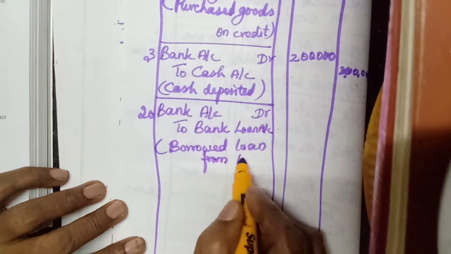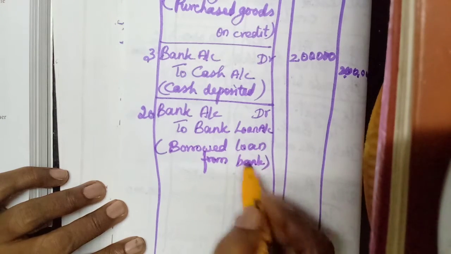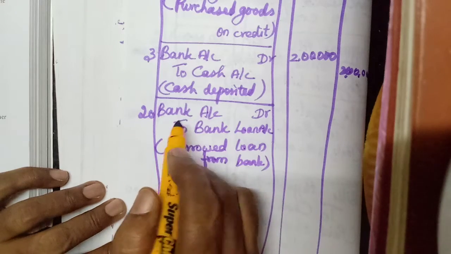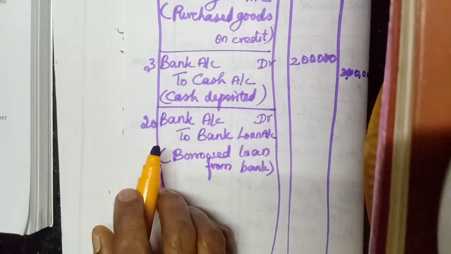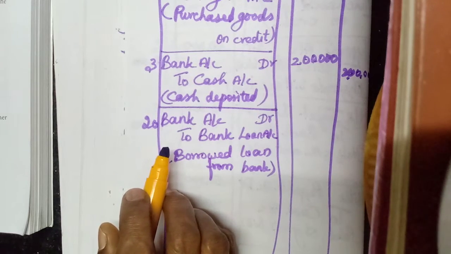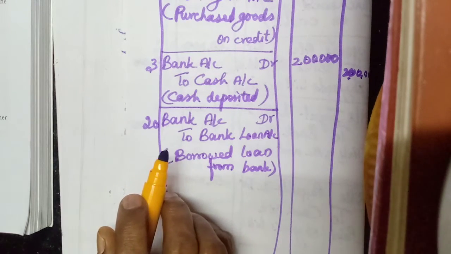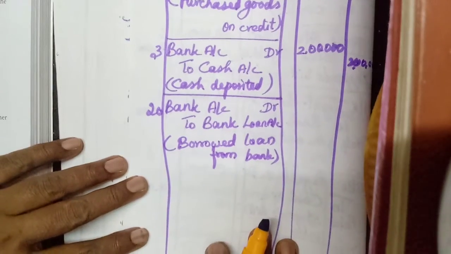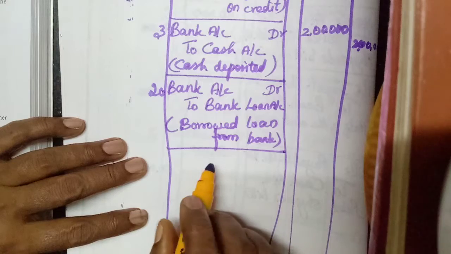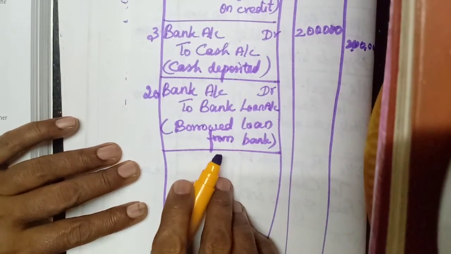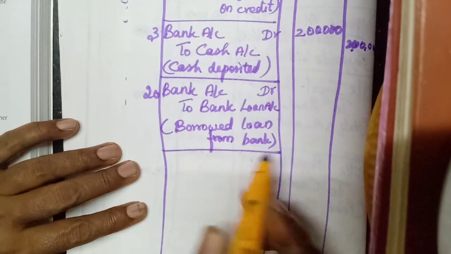Here we should not consider that we are receiving cash. Borrowed loan from bank is what is written. We should assume that the loan amount is in the bank only. It will credit the bank loan amount. Afterwards, little by little we can withdraw the amount. 1 lakh.